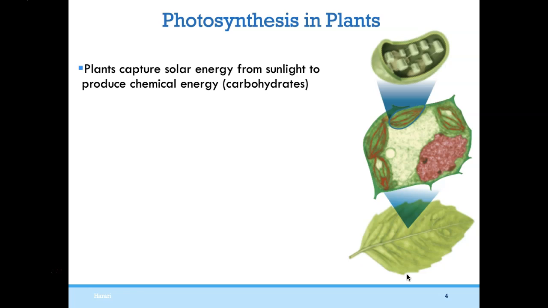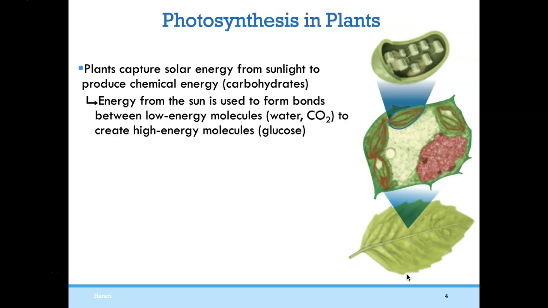So we said before that plants can capture solar energy from the sun to produce chemical energy. And this chemical energy is in the form of carbohydrates, right? We know that organisms use carbohydrates as an immediate energy source. And the way to look at this is that energy from the sun is being used to form bonds between very low energy molecules, like water and carbon dioxide, to create high energy molecules, like glucose.